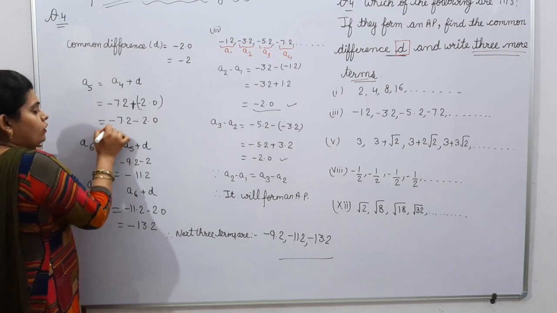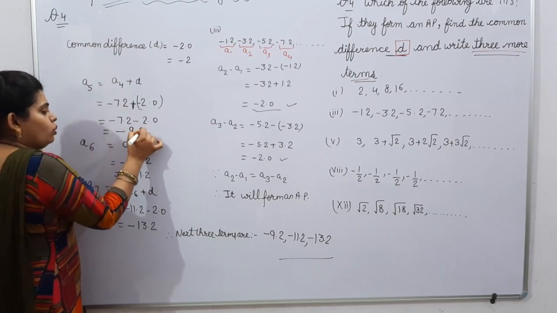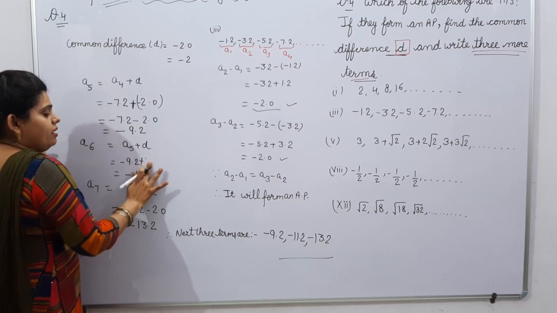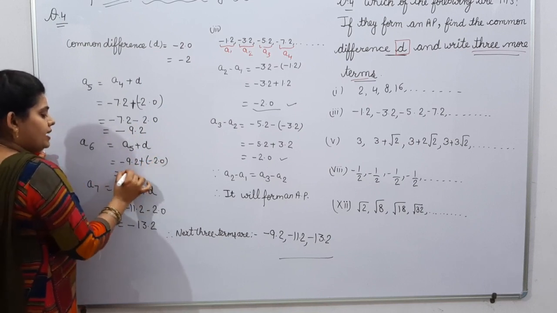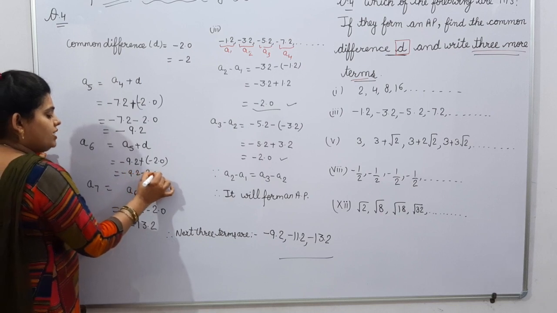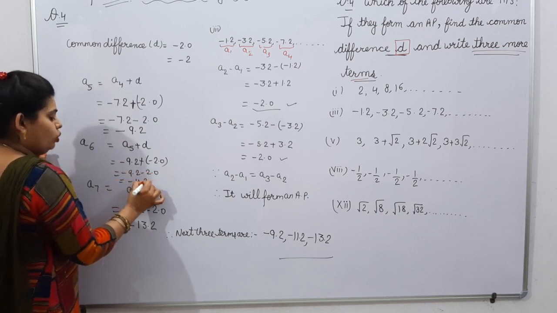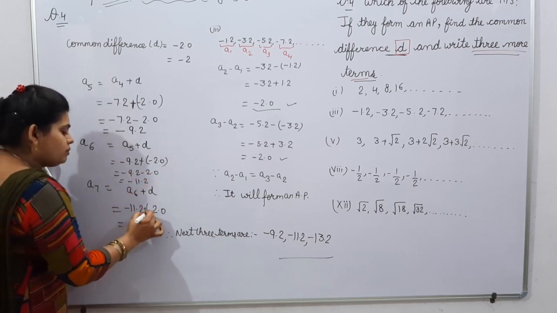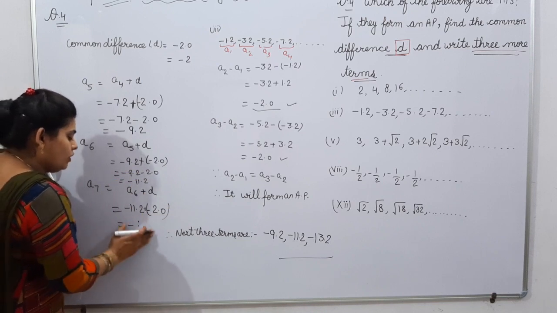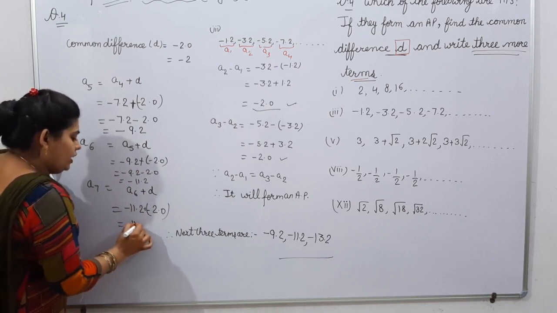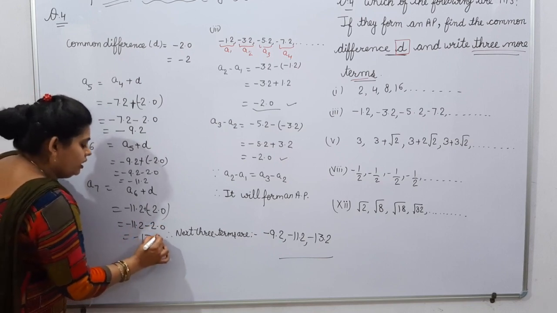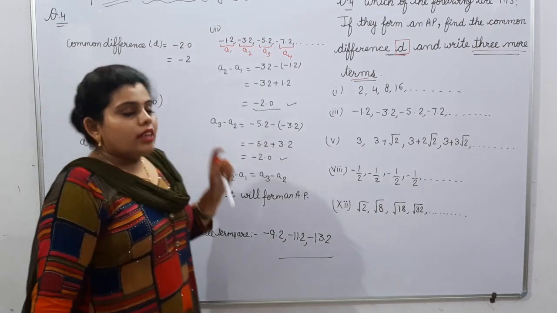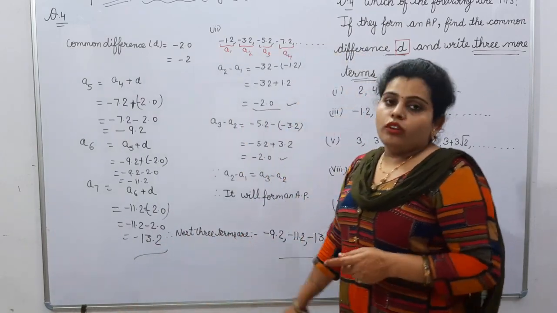So from here what will we get? Minus 9.2. Same here, minus 9.2 minus 2.0, then minus 11.2. Same from here, plus minus 2.0. What will we get? Minus 11.2 plus minus 2.0, then minus 13.2. This is our third part of question number 4.